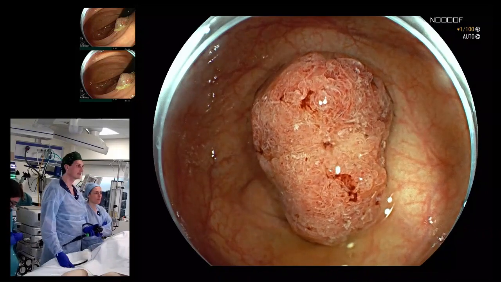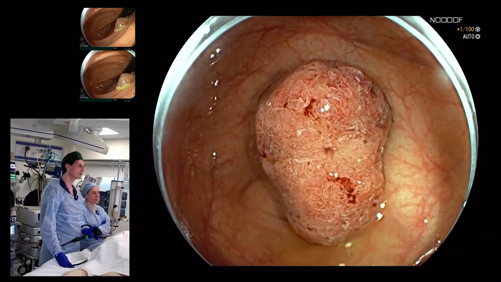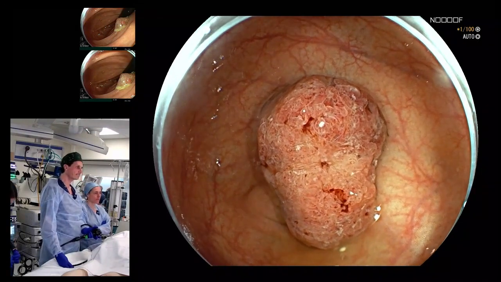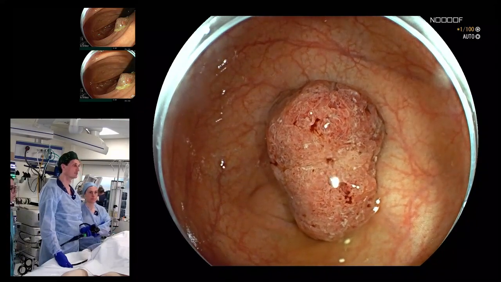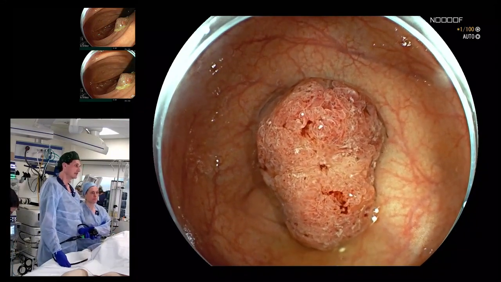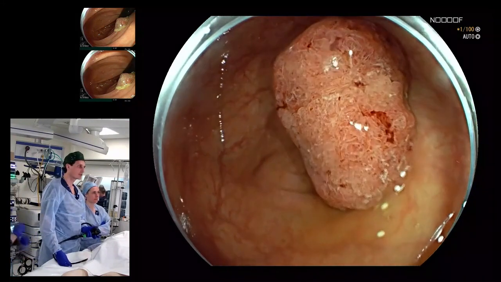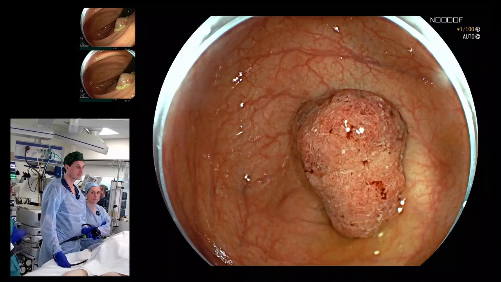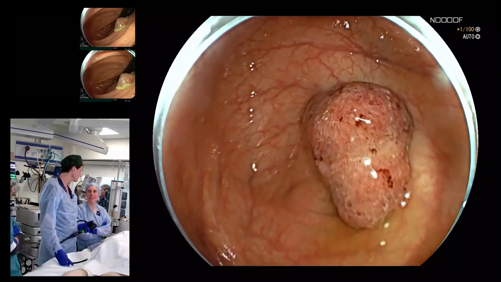So we have an 82-year-old comorbid patient who is under Eliquis for AFib, who had a colonoscopy because of blood loss per anum. In this colonoscopy, this lesion was found about 2 months ago, was not resected at the time, and is referred for resection to us now.